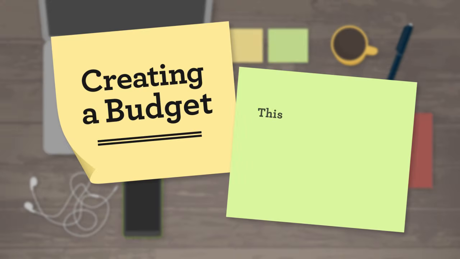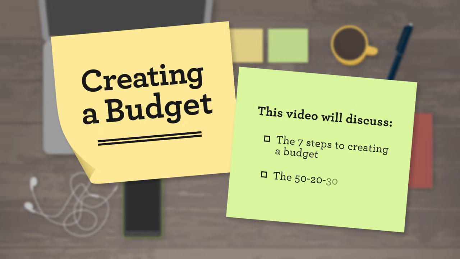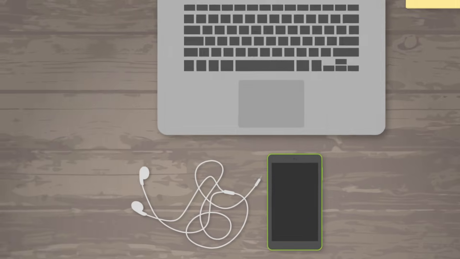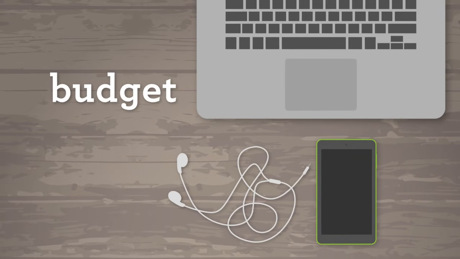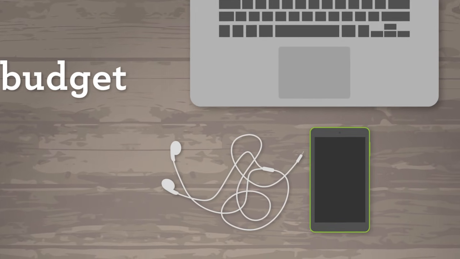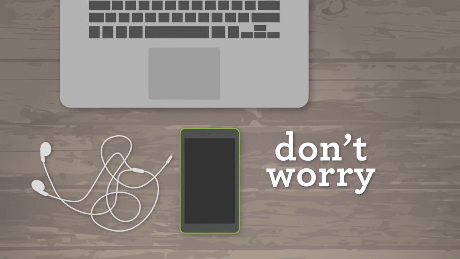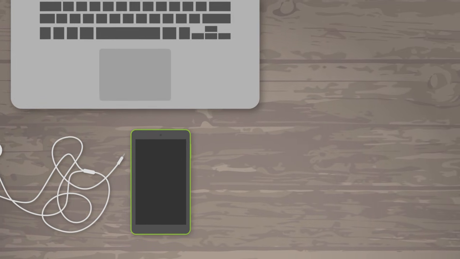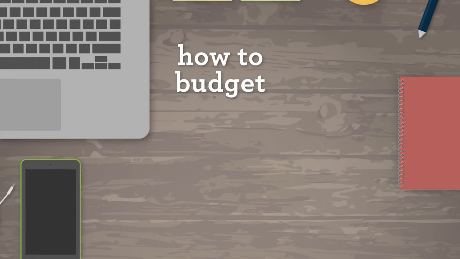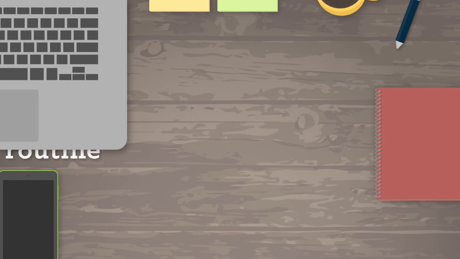Creating a budget. This video will discuss the 7 steps to creating a budget, the 50-20-30 rule. It doesn't matter how much money you have, one of the most important things you can do to manage your money is to budget. If wrapping your arms around such a mighty task seems difficult, don't worry. This video will provide you with step-by-step instructions on how to budget and ideas to make the act of budgeting part of your routine.